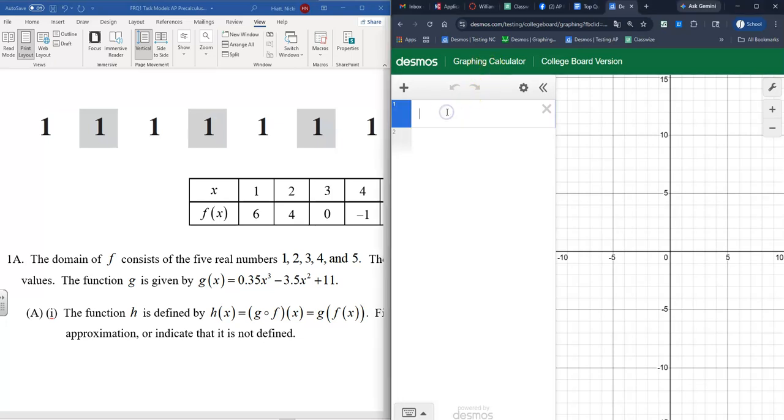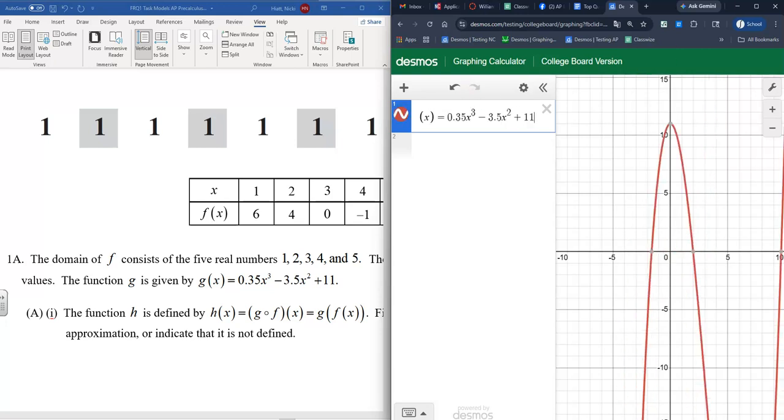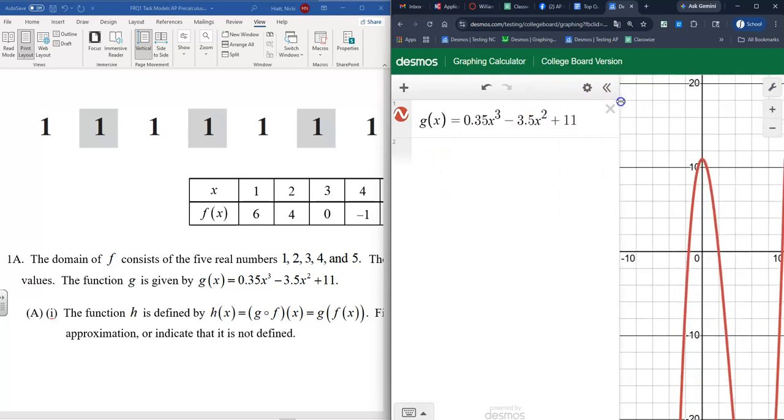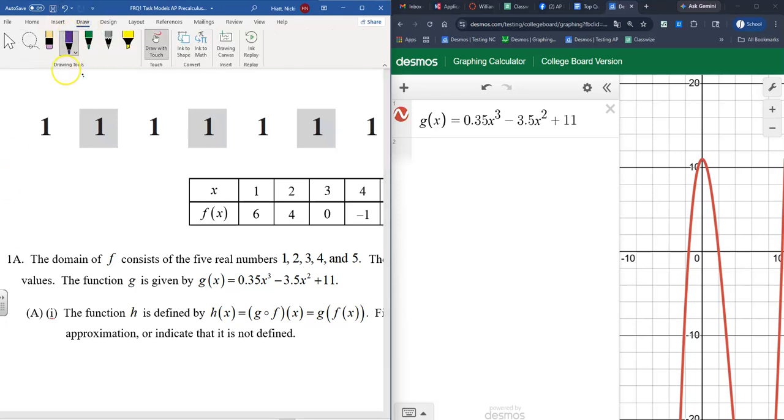And I'm going to type in my function g of x equals 0.35 x to the third minus 3.5 x to the second plus 11. So we have that in there. Let's make sure we've got everything right. So h is g of f of x. So over here, we want to show our work. So we're showing h of 1 is what they're asking us for. That's going to be g of f of 1.